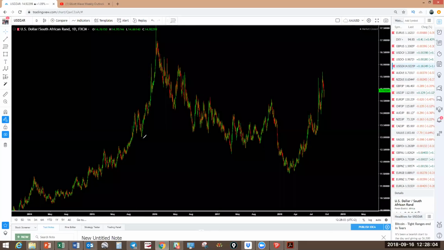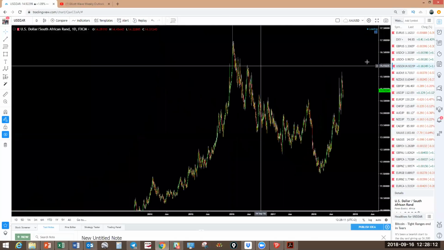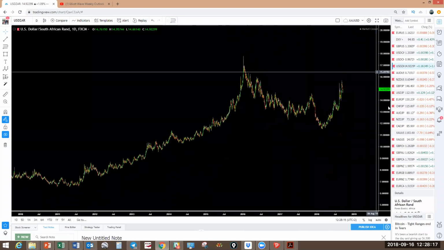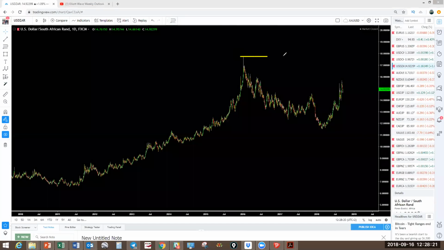Anything similar in size as this one will tell you that this is ready to go further up. Okay, this move is going very strongly. It looks like we may even retest the all-time high on US dollar ZAR that happened in January 2016, when the former president fired the finance minister abruptly.